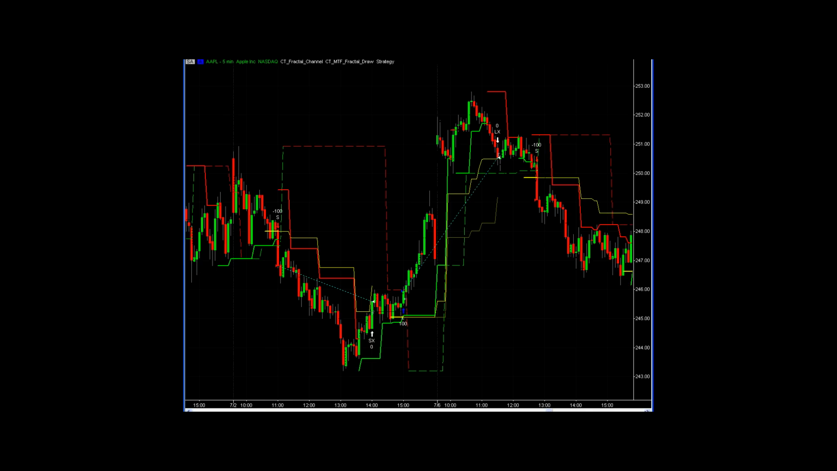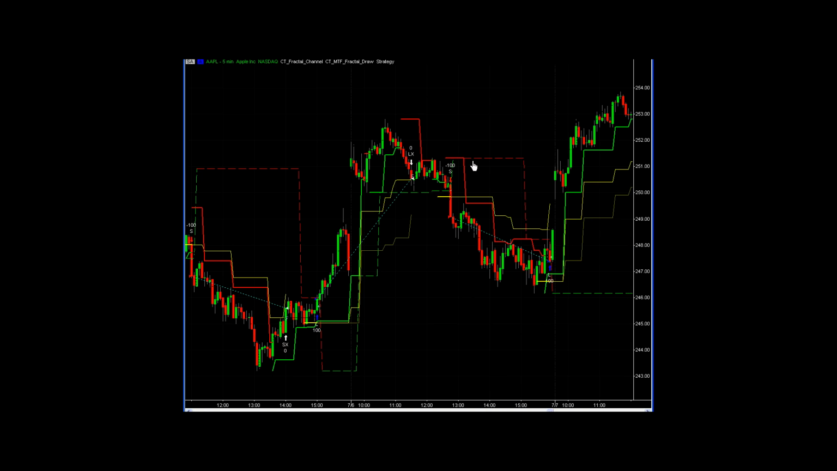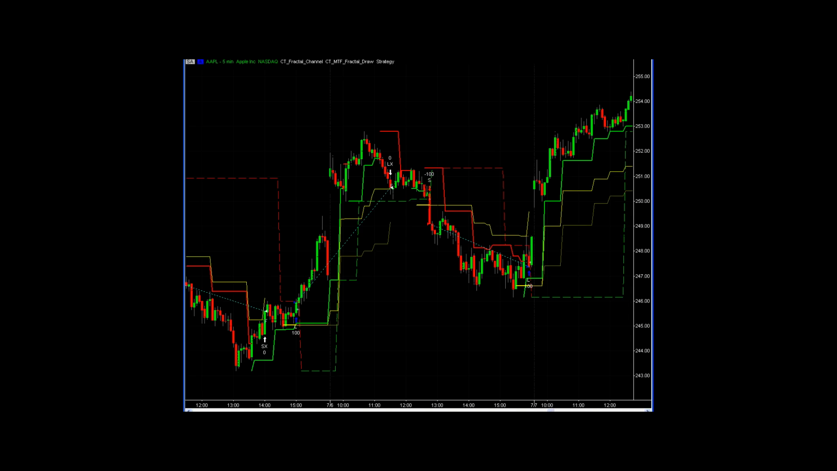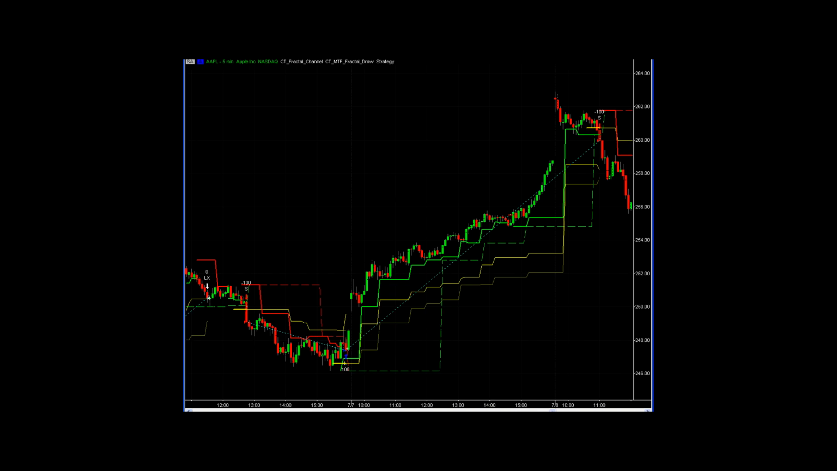Here it comes over, and when we have both fractals, the 20-minute, see the 20-minute has moved to the high side, and the 5-minute are both in the downtrend, we make our entry to the short side. And when it basically has both green ones, the 5-minute here and the 20-minute here, we make our entry to the long side. And that's that trade that we were showing.